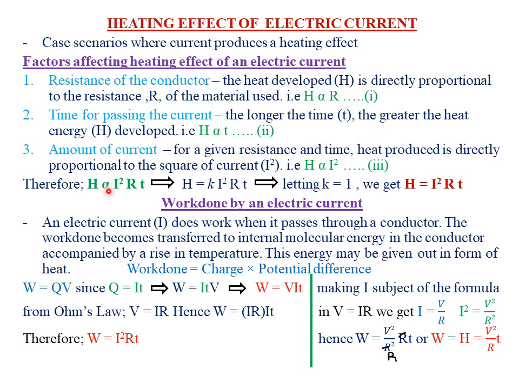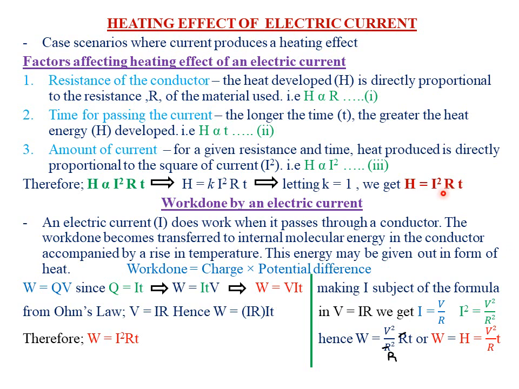Therefore, from mathematics, we know that to remove the proportionality symbol, we have to introduce an equal sign with a constant. So I'll let my constant be K. Therefore, H will be equal to K, current squared, multiplied by resistance times the time. Then if I let K be equal to 1, this equation becomes H equals 1 times I squared RT, which is just the same as saying H is equal to I squared RT.